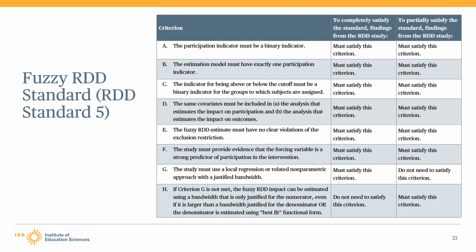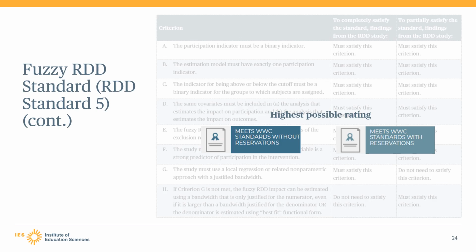Now that we have discussed each of the 8 criteria used to review evidence from fuzzy RDDs, we can take another look at the summary table as a reminder of how those 8 criteria are used to determine whether a study completely or partially satisfies the 5th RDD standard. However, it is important to remember that the final WWC research rating for a fuzzy RDD finding will also incorporate information relevant to the other 4 RDD standards related to integrity of the forcing variable, sample attrition, and baseline equivalence, continuity in the outcome forcing variable relationship, and bandwidth functional form specifications.